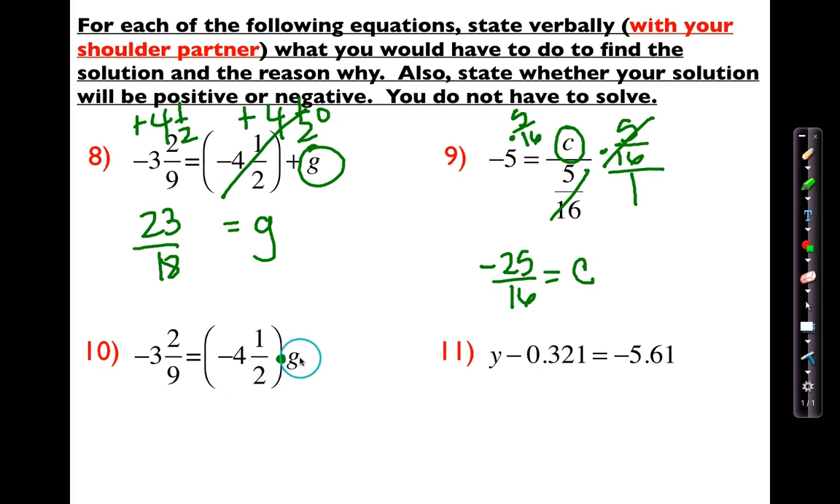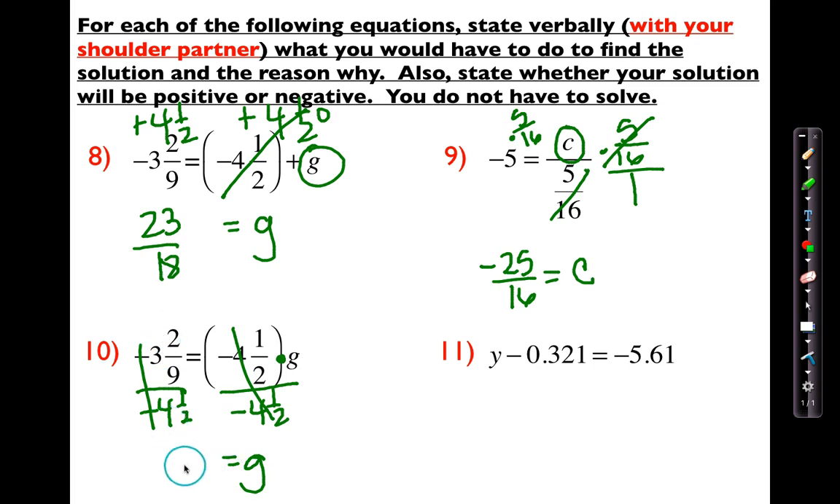For number 10, this is negative 4.5 times g. So the inverse of multiplying by the negative 4.5 would be to divide by negative 4.5 on both sides. Real quick, you can see that the negatives cancel each other out here, and this also cancels out because negative 4.5 divided by negative 4.5 is just 1. 1 times g is g.